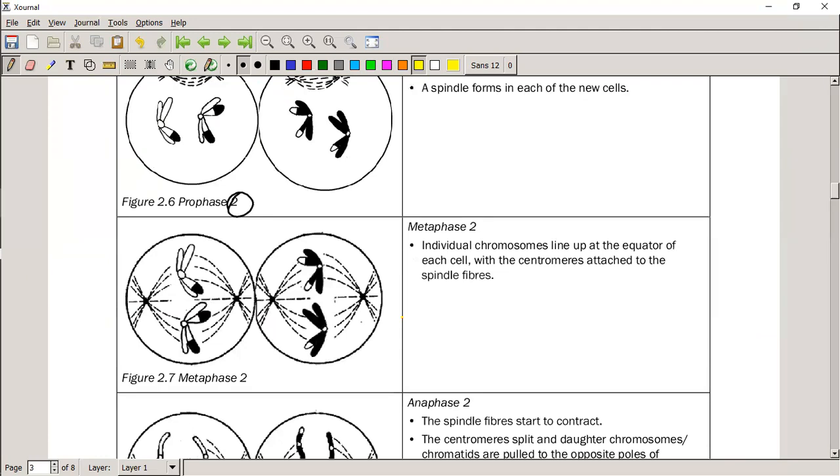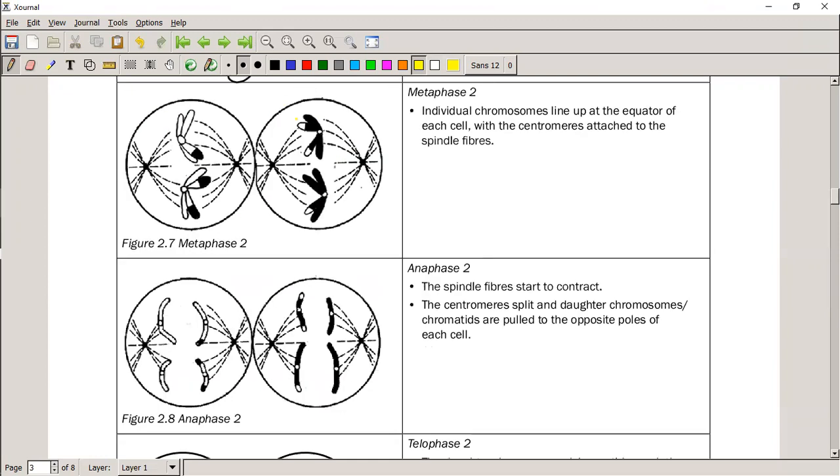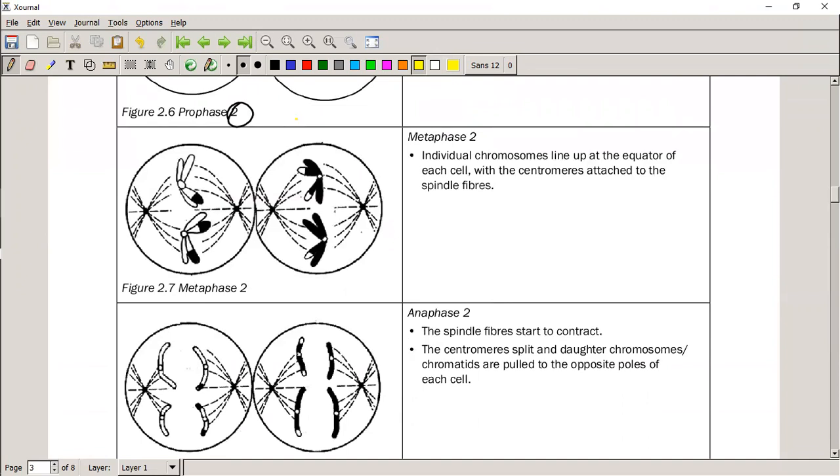Then we almost immediately move into prophase two. In prophase two, again, the centrioles are going to split to opposite ends of each of those two cells and move to opposite ends, forming spindle fibers. They're going to attach themselves to the chromosomes. So we're going to go to metaphase two, where we have single sets of chromosomes now lining up on the equator.